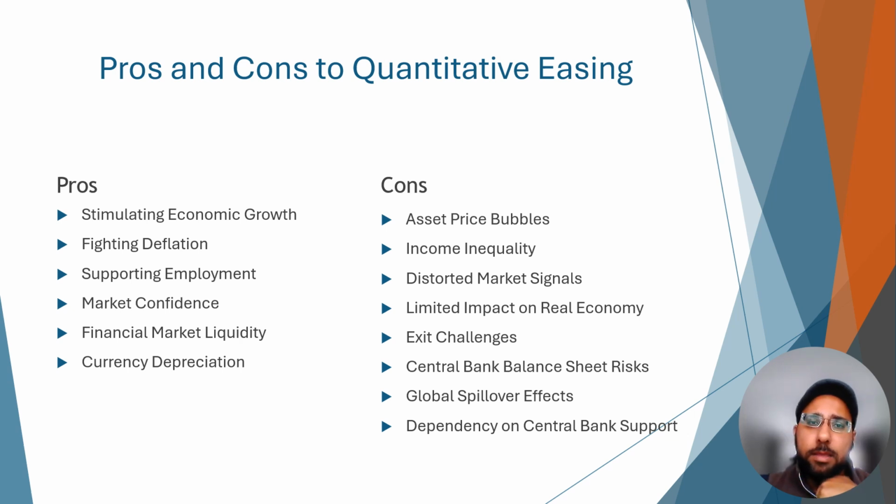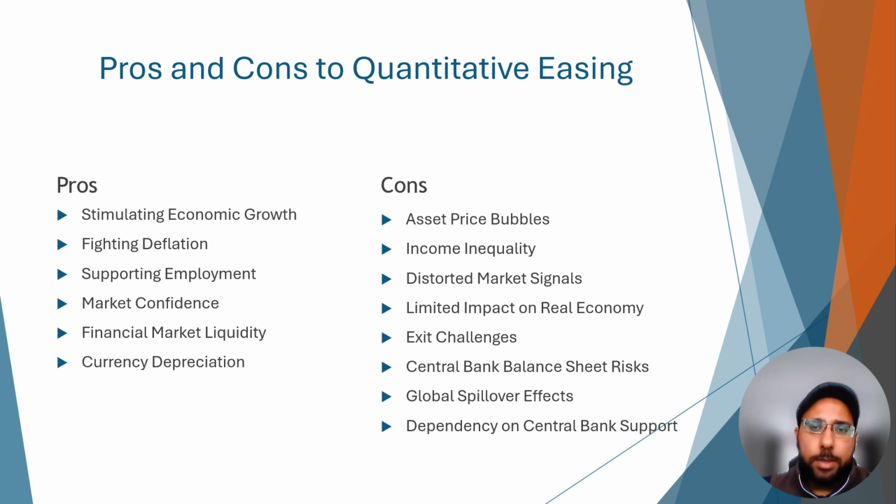Exit challenges: exiting from QE, when they stop buying assets and eventually sell them off, can be very tricky. Okay, if not carefully managed, it can cause interest rates to spike, leading to a lot of turbulence. Investors may not feel the economy is ready to stand on its own two feet. But remember, the central banks won't exit QE unless everything is in line, where they feel that confidence is high, markets are strong, employment data is good, and unemployment data is coming down.